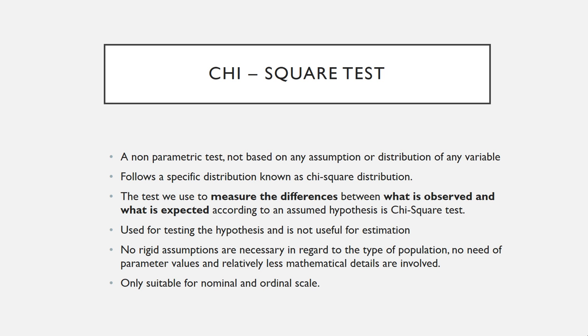We go to chi-square, a non-parametric test, not based on any assumption or distribution of any variable. It follows a distribution known as the chi-square distribution, which we use to measure the differences between what you have observed and what you are expecting to achieve from your research. Basically, you are testing your hypothesis.